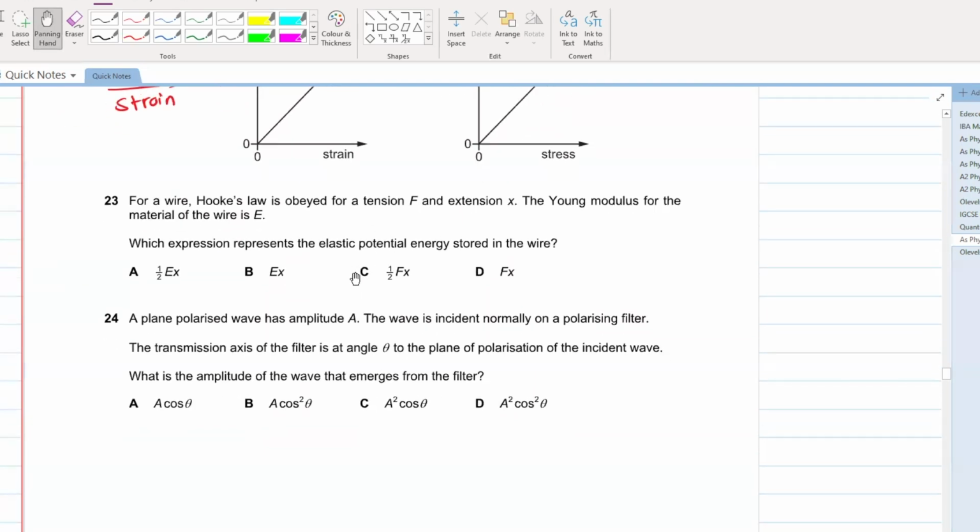For a wire, Hooke's law is obeyed for a tension F and extension X. Perfect. The Young's modulus of the material is E. Which expression represents the elastic potential energy stored in the spring? बेटा how can you calculate the elastic potential energy stored in the spring again?